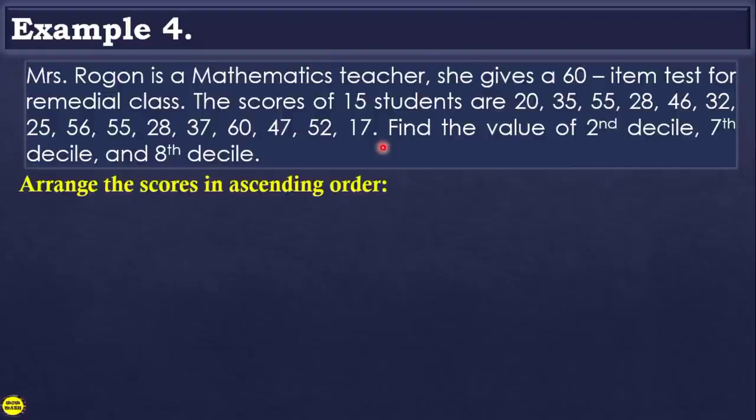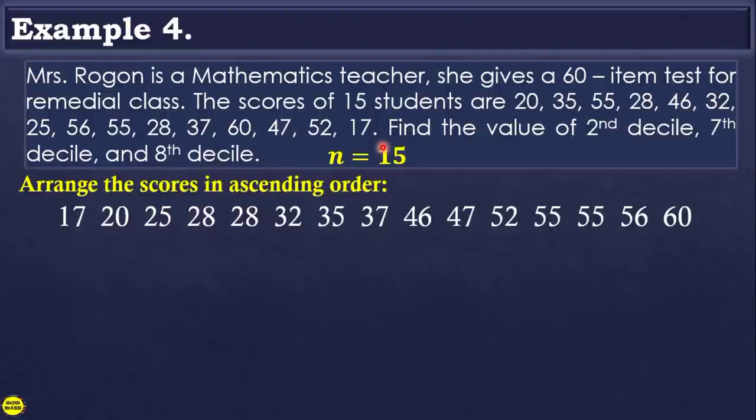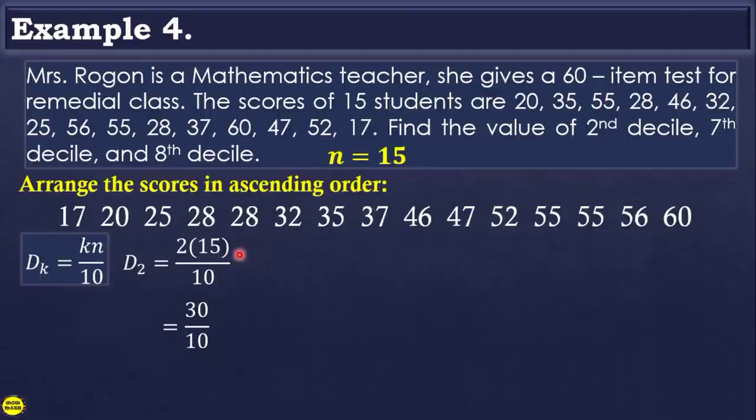So, unang gagawin, arrange the score in ascending order. So, yung n natin dito is 15. So, using the formula k times n over 10, una natin kukunin yung second decile. So, ang papalit natin kay k or isa-substitute natin kay k is 2 since second decile yung kinocompute natin. And then, yung n natin dito is 15. So, 2 times 15, that is 30. 30 divide 10, the answer is 3.